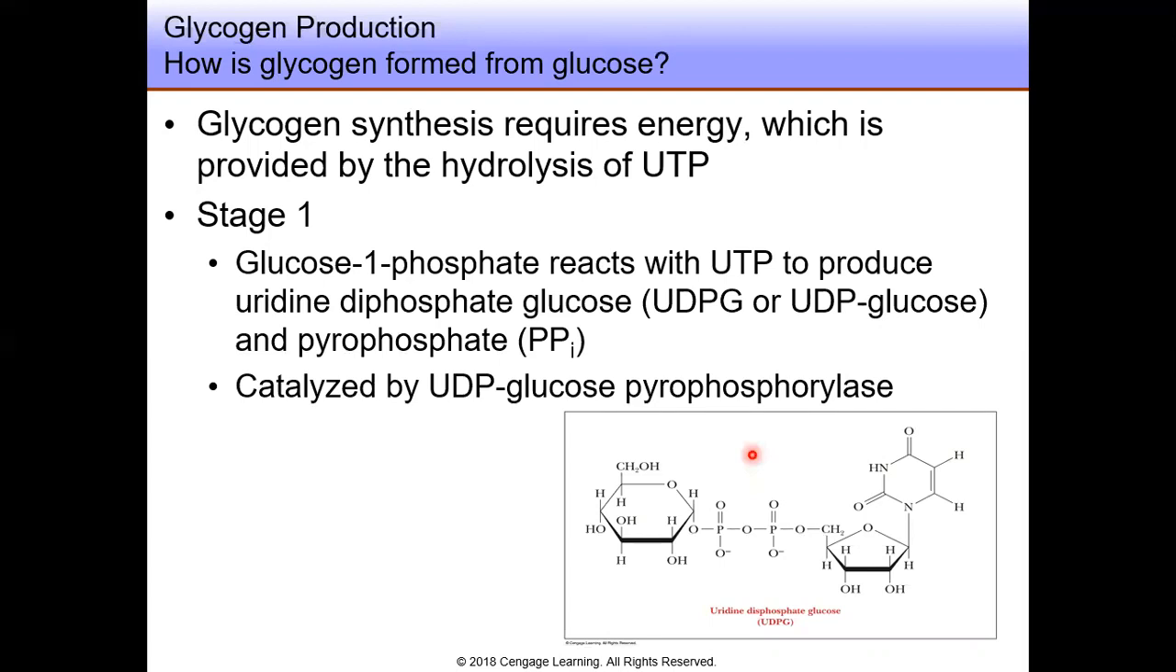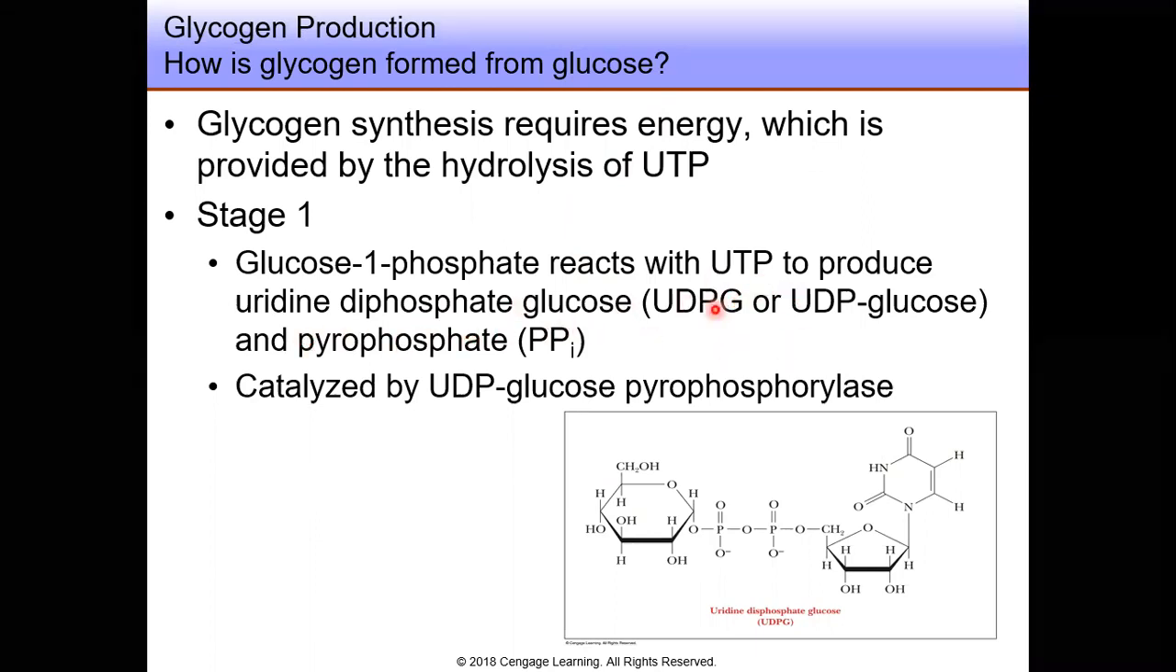Now, glycogen production. How is glycogen formed from glucose? The formation of glycogen from glucose is not the exact reversal of the breakdown of glycogen to glucose. Why? Because the synthesis of glycogen requires energy, which is provided by UTP. In the first stage of glycogen synthesis, glucose 1-phosphate reacts with UTP to produce uridine diphosphate glucose, or UDP glucose, and also produces pyrophosphate, PPi.